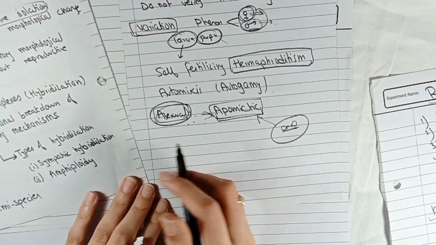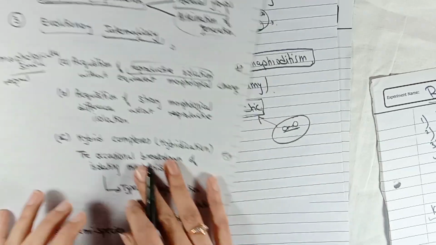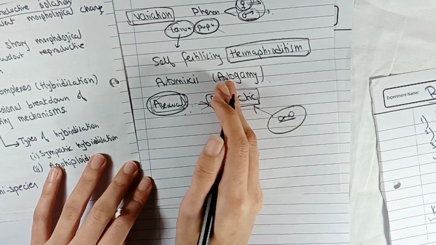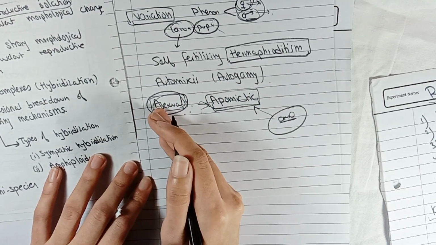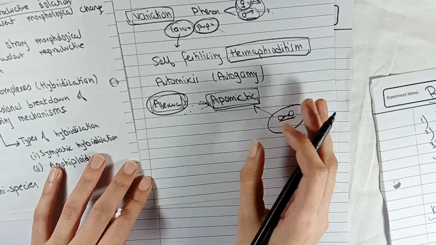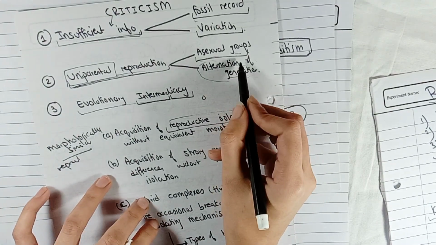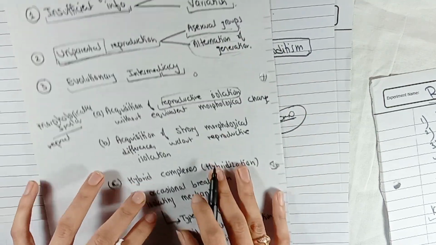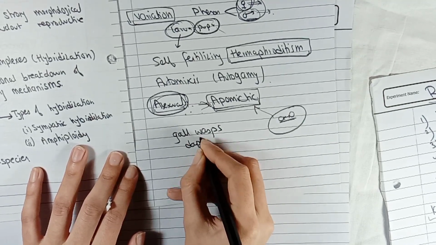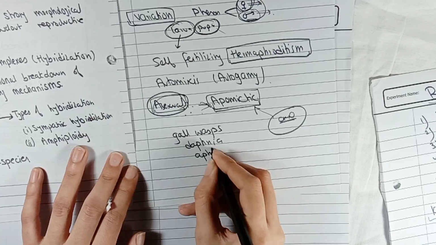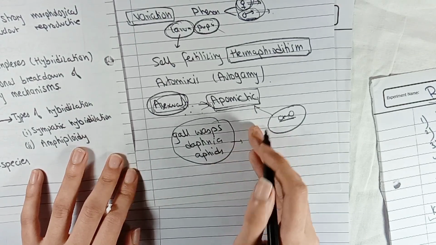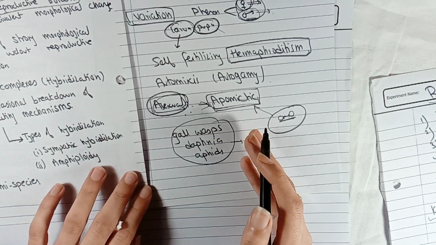Next, we have the heading alternation of generation. In the alternation of generation, we see that there are some species that are asexual in one part of their life and sexual in the other part of their life. Hence, again, it is not fulfilling the biological species concept. So we have a problem in classifying these species. Examples of species that show the alternation of generation are gall wasps, Daphnia, and aphids. These show the alternation of generation, meaning they are sexual in one part of their life and parthenogenetic, or asexual, in the other part of their life.